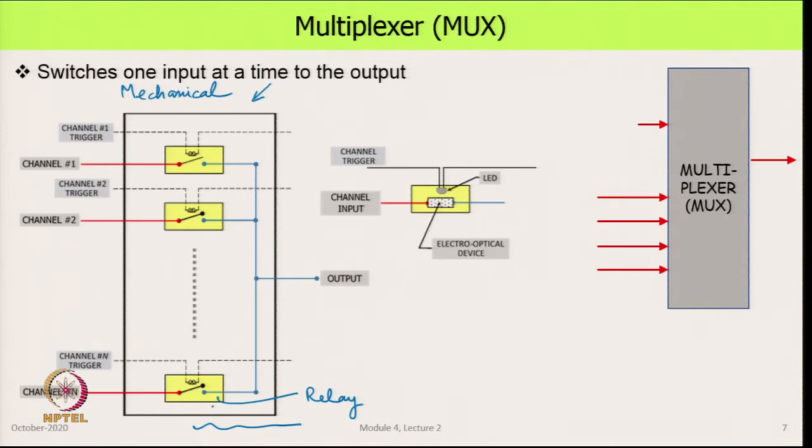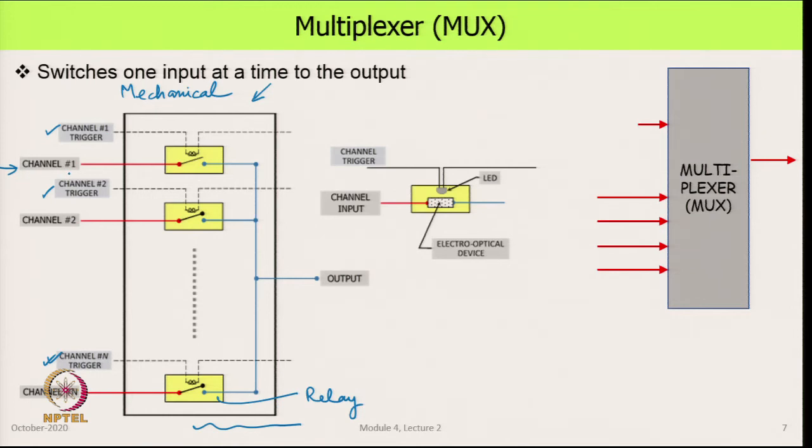Inside this there is the physical contact, a switch, which is activated by a small electromagnet. This electromagnet gets a signal which is called the trigger signal. So, each such device takes one signal in and connects it to the output, and this switch is activated by the trigger for that signal.